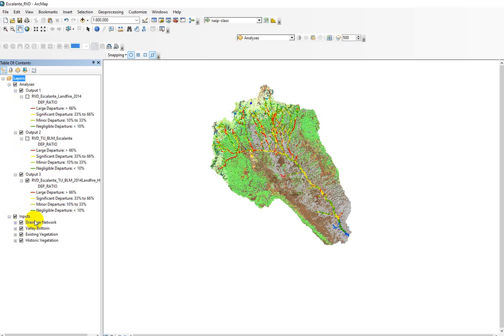Then some of the inputs: we have our drainage network, we have the valley bottom, which we won't look at right now, and then we have the historic and the existing vegetation. Once again, this is how the hybrid was built, these two data sets, and then this is the historic BPS layer, biophysical setting, that estimation of what was on the landscape prior to settlement.